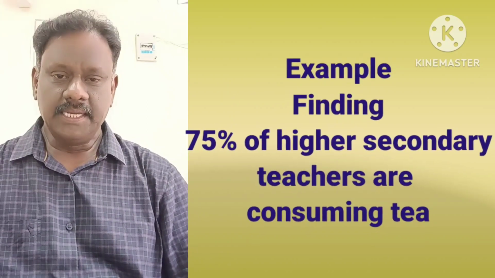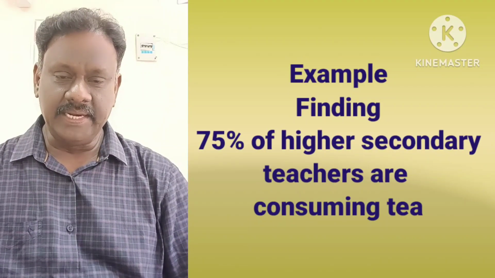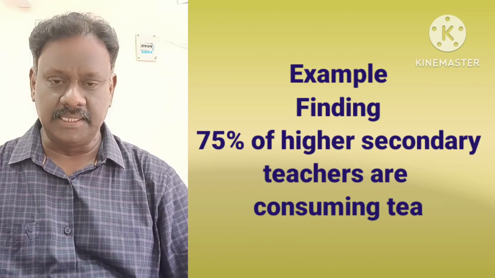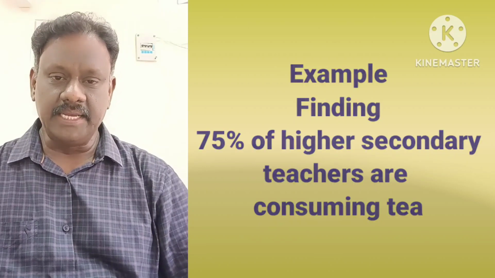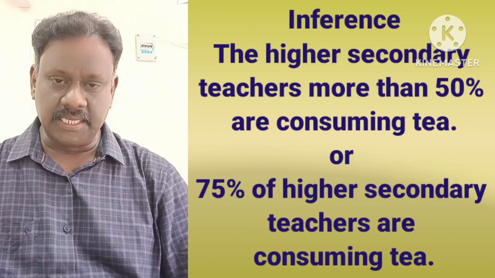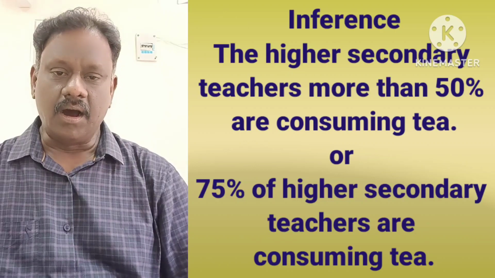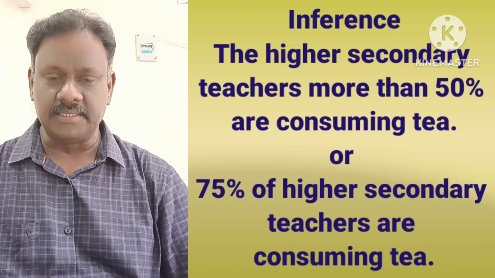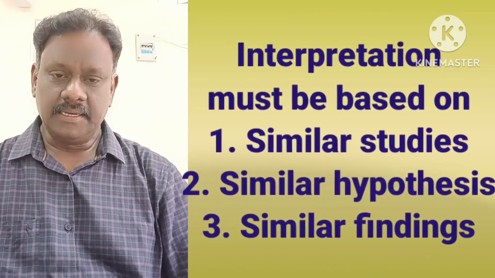For example, in my study, let us assume that I have found that 75% of teachers are consuming tea. So this I will present in a tabular format. Then my inference will be that more than 50% of the higher secondary teachers, 75% of them, are taking tea in school. This is my inference.